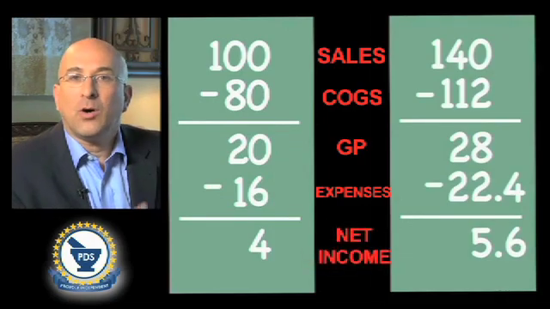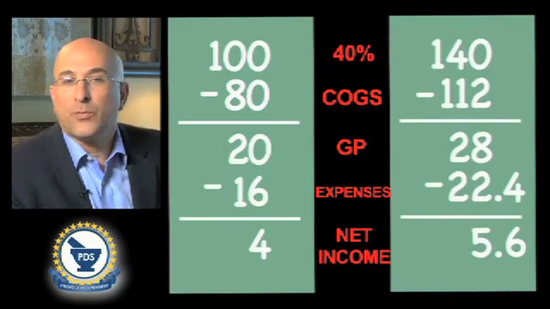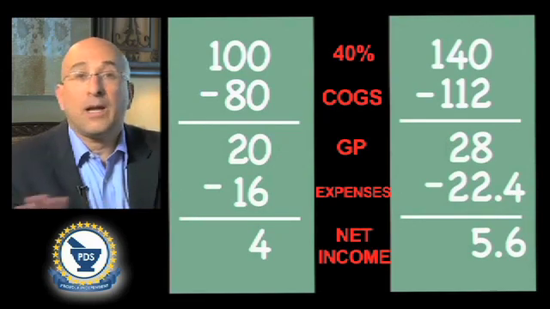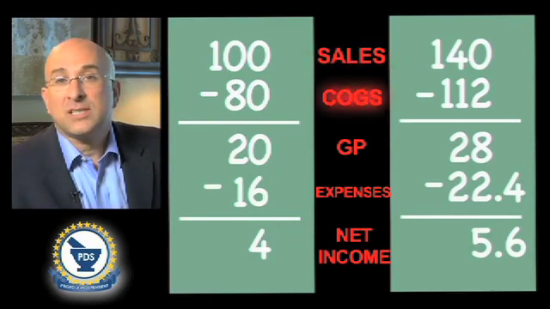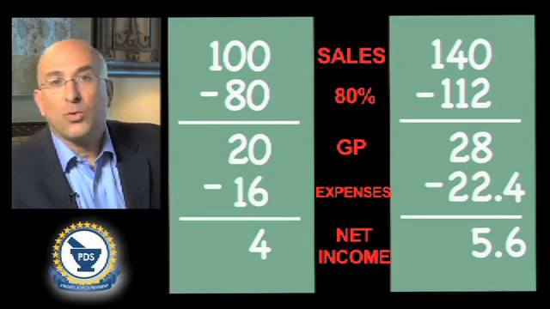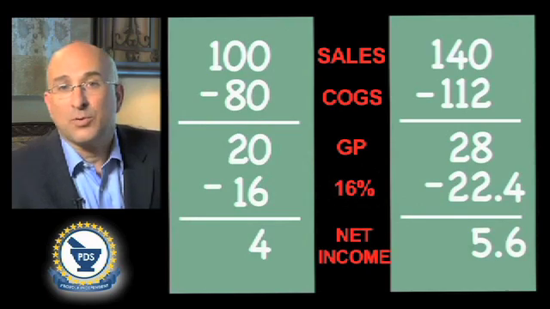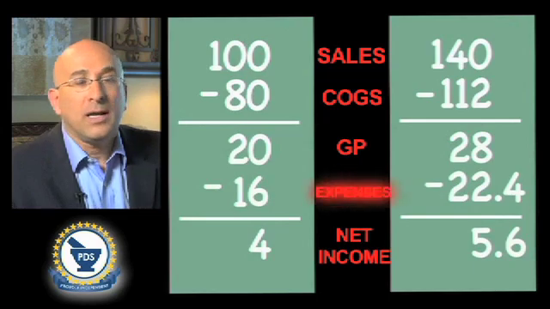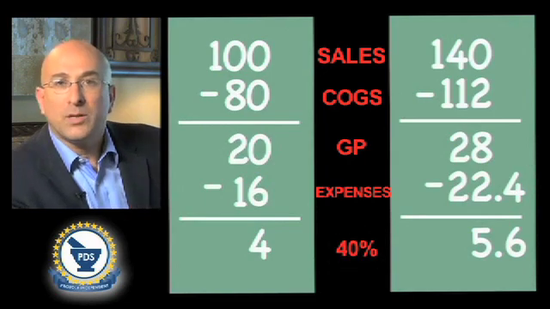Now, the formula on the right represents a 40% increase in sales over the formula on the left. I kept everything else the same. Cost of goods stayed at 80%. 80% of 140 is 112. I kept expenses at 16% of sales. 16% of 140 is the 22.4. And notice the only difference is we've got an increase on the bottom line of 40%.